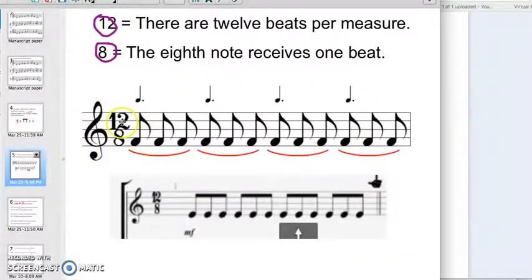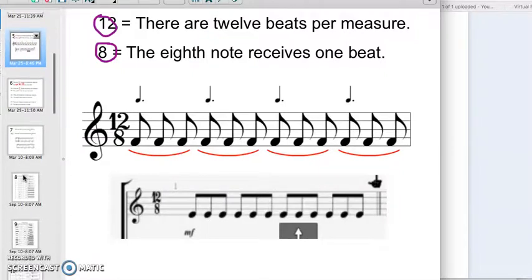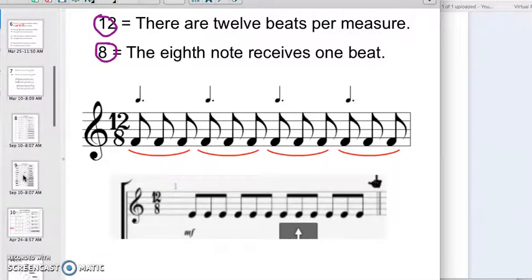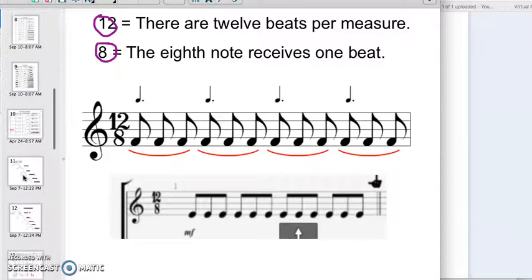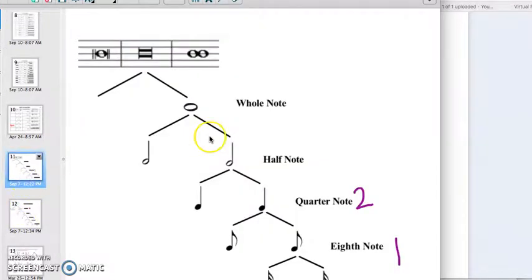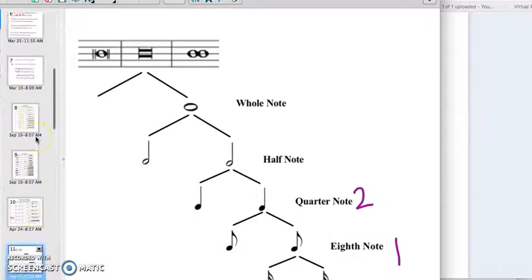Well, I know in 12/8 time I will have 12 eighth notes. What I have to figure out is how many eighth notes equal a quarter note. If I go back to my family tree, I know that I can fit 2 eighth notes equally into 1 quarter note, or 1 quarter note is divided equally into 2 eighth notes. So basically 1 quarter note equals 2 eighth notes.